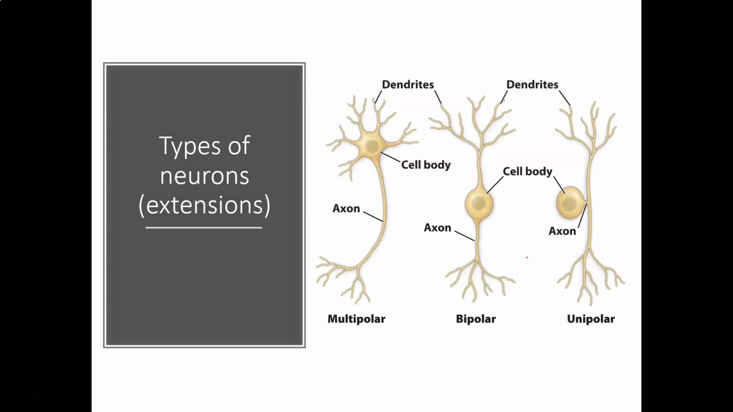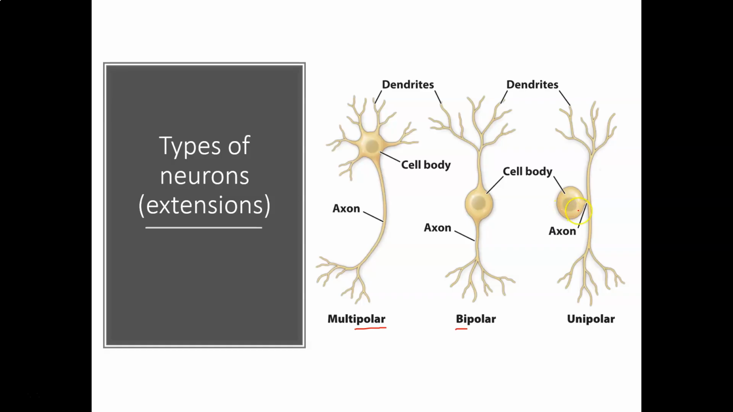I kind of alluded to this, that neurons aren't all the same in terms of their shape, and different neurons actually have different shapes as well as extensions. So there are three major types of neurons based on the number of extensions that come off of the cell body or soma. We have unipolar, bipolar, and multipolar. So the term pole represents ends, and so in unipolar neurons there is just one end. Bipolar has two ends. Multipolar has many ends.